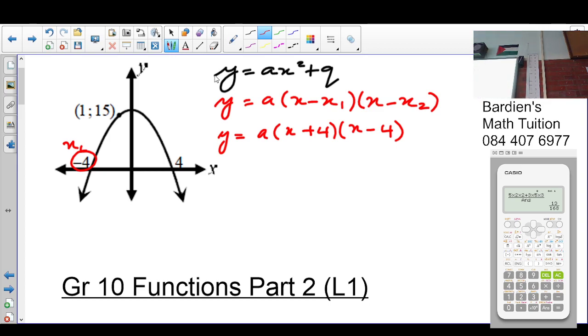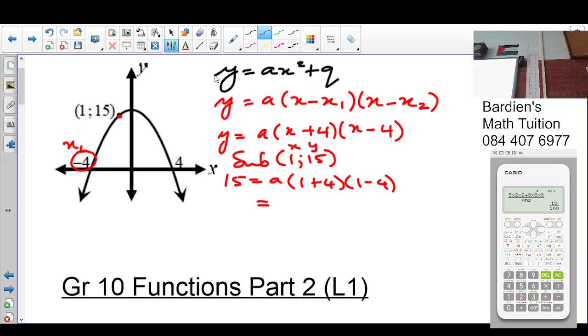A. So what we do is we substitute a point on this graph other than the points that we used. It's going to be 1 and 15. That's the x and the y. 15 is equal to a into (1 plus 4)(1 minus 4). Of course, 1 plus 4 is 5, so it's a into 5 and minus 3. What's a? 5 times minus 3 times a is negative 15, so divide by negative 15 both sides. So a is equal to negative 1.